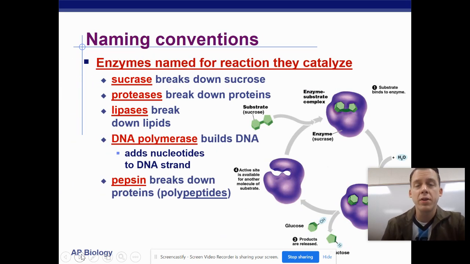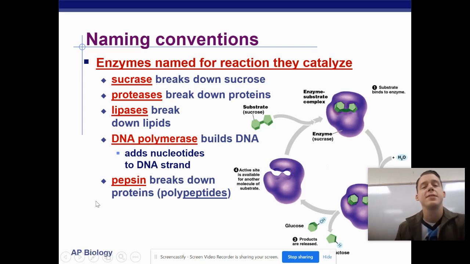And we're going to learn a little bit about naming conventions. Basically, it's pretty simple. Usually an enzyme ends in ASE, and it's named for the reaction that they catalyze. So for example, sucrase, ASE, that's the enzyme, it breaks down sucrose. Proteases are a group that break down proteins, and lipases break down lipids.